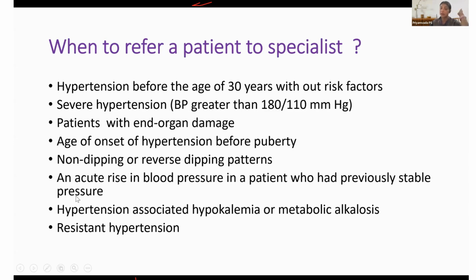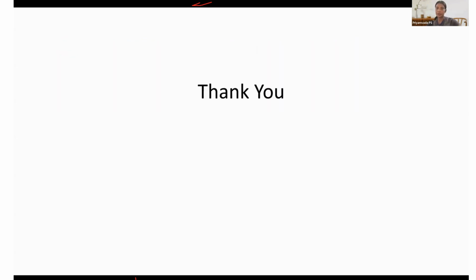The patient might be having something on top of essential hypertension, and hypertension associated with hypokalemia or metabolic alkalosis, and resistant hypertension. After ruling out all those causes that I have mentioned, if the blood pressure is still not controlled, always refer to the next higher center. So that's all for today. I have excluded certain things because a very elaborate discussion on hypertensive emergencies is not going to be possible in a single day. So if there are any questions, I can take them up.